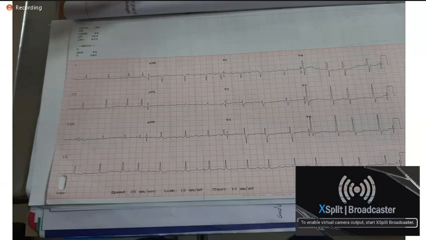aVL, the transition is from aVL to lead 3. No, aVL is flat. If you look, the transition is from aVL to lead 3. So that will be near about 45. I think 45. Yes, sir. 45. Okay. Sir, P waves not seen. Okay, and sir, QRS complexes.